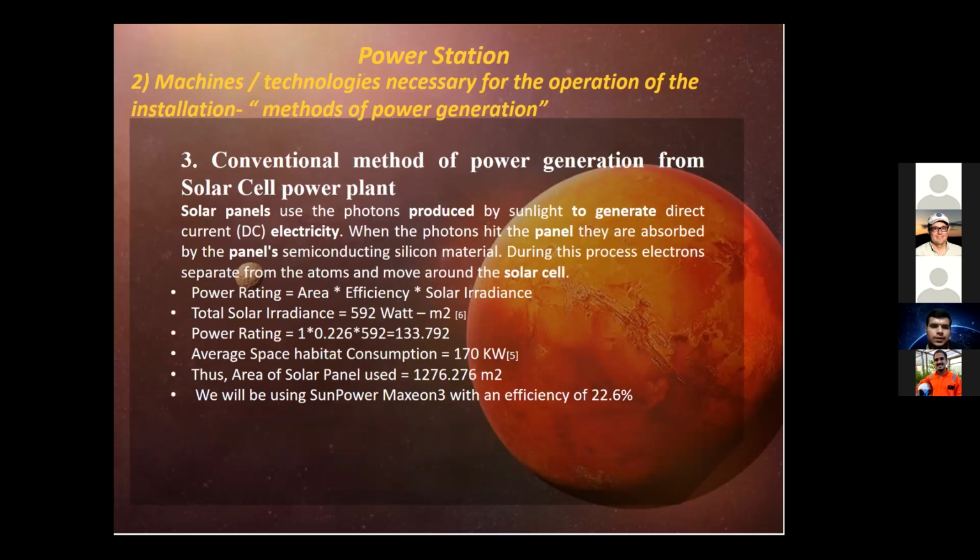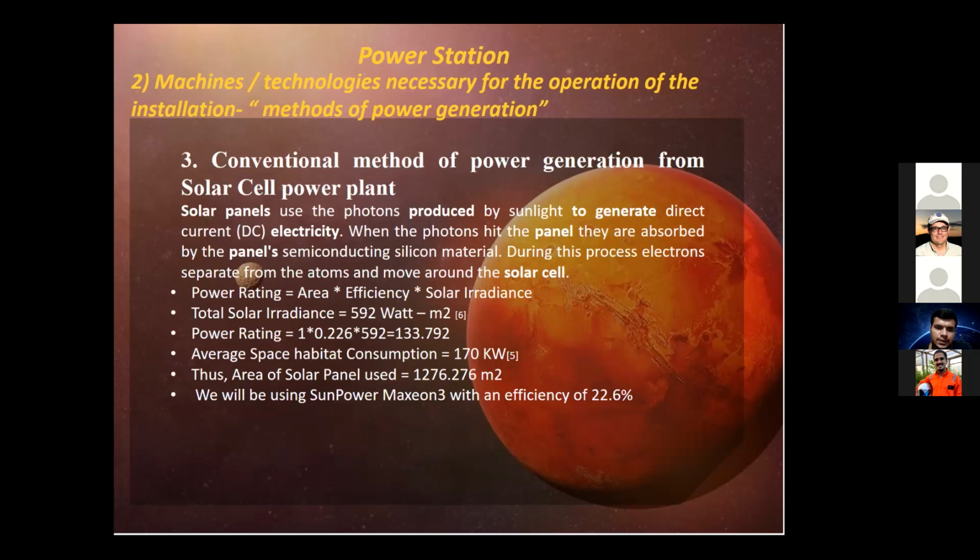Solar cell power plant. Solar panels use the photons produced by sunlight to generate direct current electricity. When the photons hit the panel, they are absorbed by the panel's semiconducting silicon material. During this process, electrons separate from the atoms and move around the solar panel. We can use SunPower Maxeon solar panels, which are the most efficient to date, giving around 22.6 percent efficiency on the Martian surface.